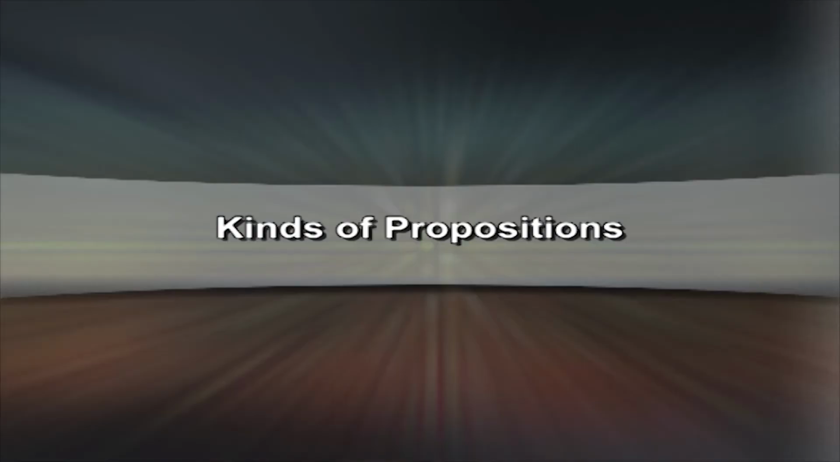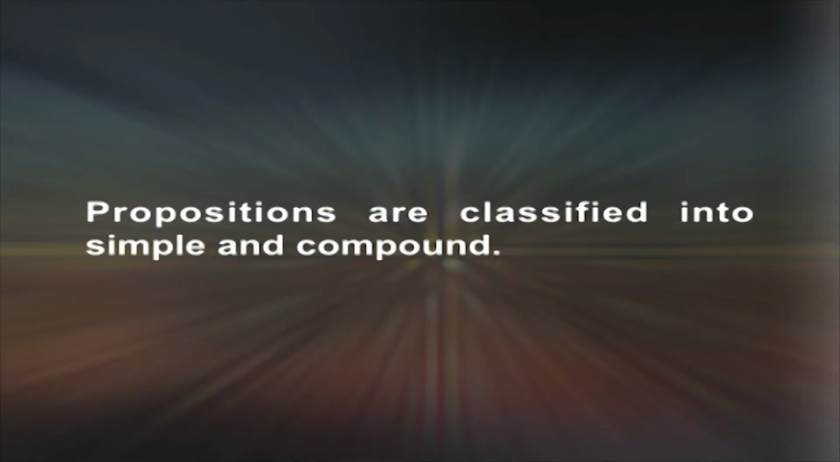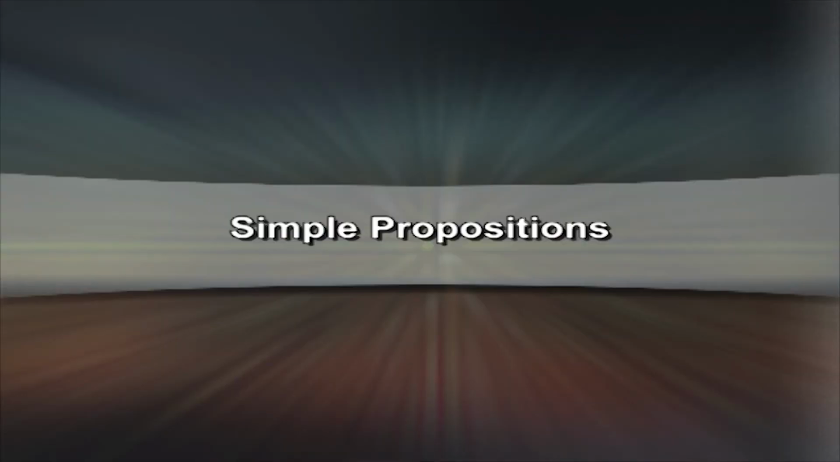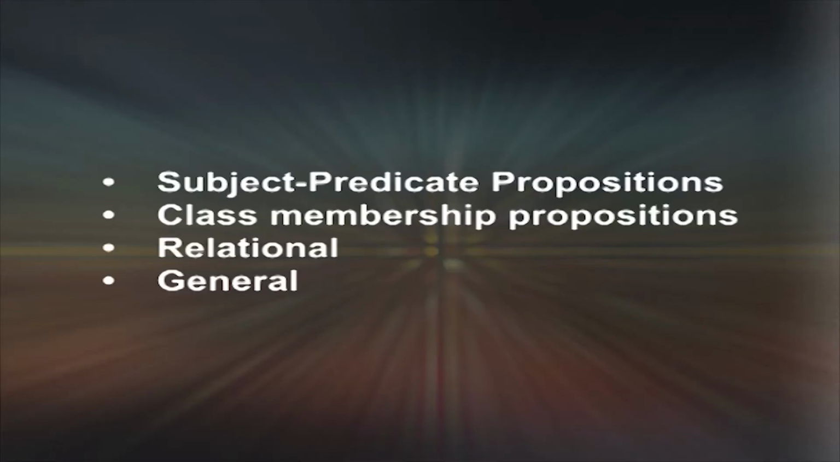Kinds of propositions. According to modern classification, propositions are classified into simple and compound. A simple proposition contains no other proposition as its component. For example, Rama is a man. A compound proposition contains other propositions as its components. Example, Raju is clever and also beautiful. Simple propositions are those propositions which do not have other propositions as their constituents. This is of four types. Number 1, subject predicate propositions. Number 2, class membership propositions. Number 3, relational propositions. Number 4, general propositions.